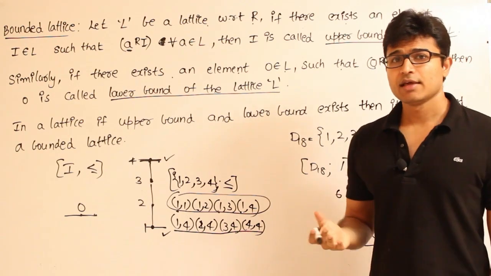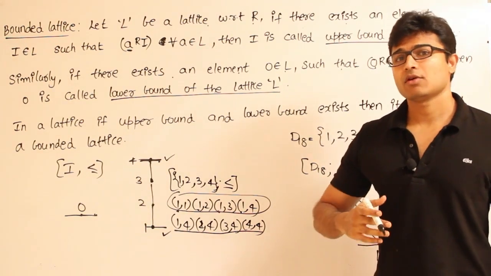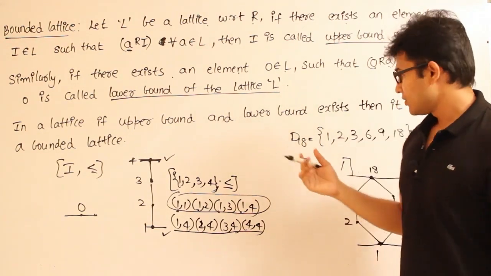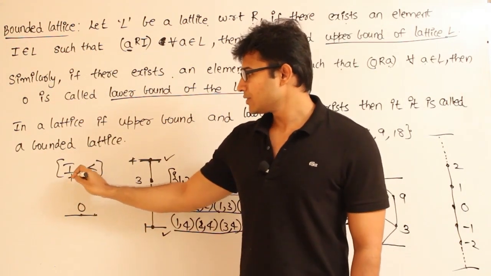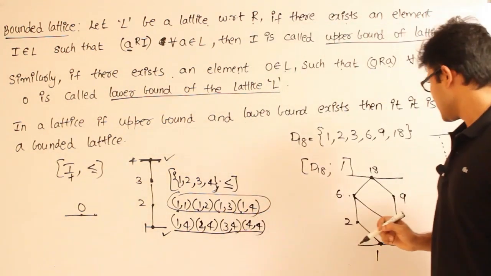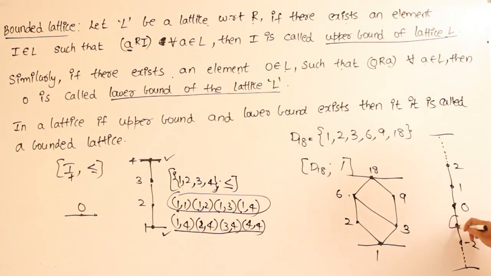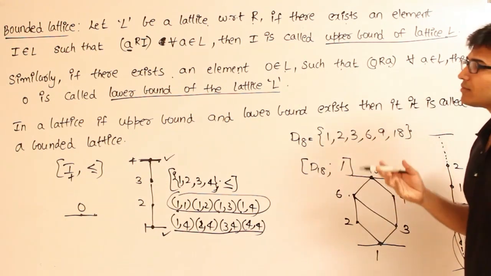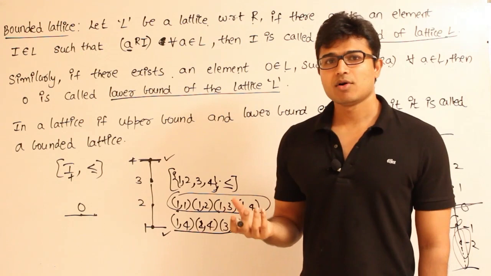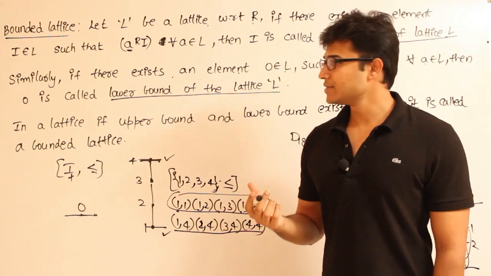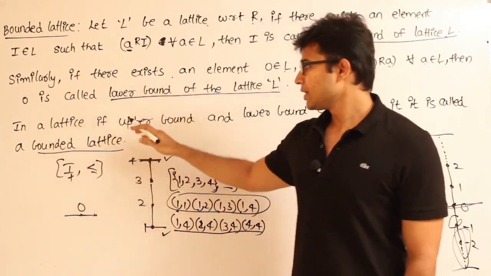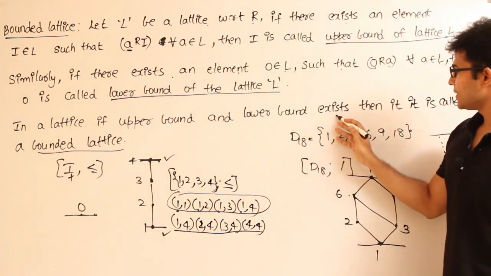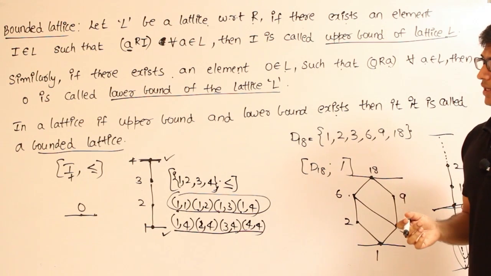Sometimes what happens is, we might have a lower bound but we might not have an upper bound, right? For example, instead of defining the set of all integers, if I define the set of all positive integers, then we can have the element 0, and this is the lower bound, but there will be no upper bound. But if both the lower bound and the upper bound exist, then such a lattice is called a bounded lattice. In a lattice, if upper bound and lower bound exist, then it is called a bounded lattice.